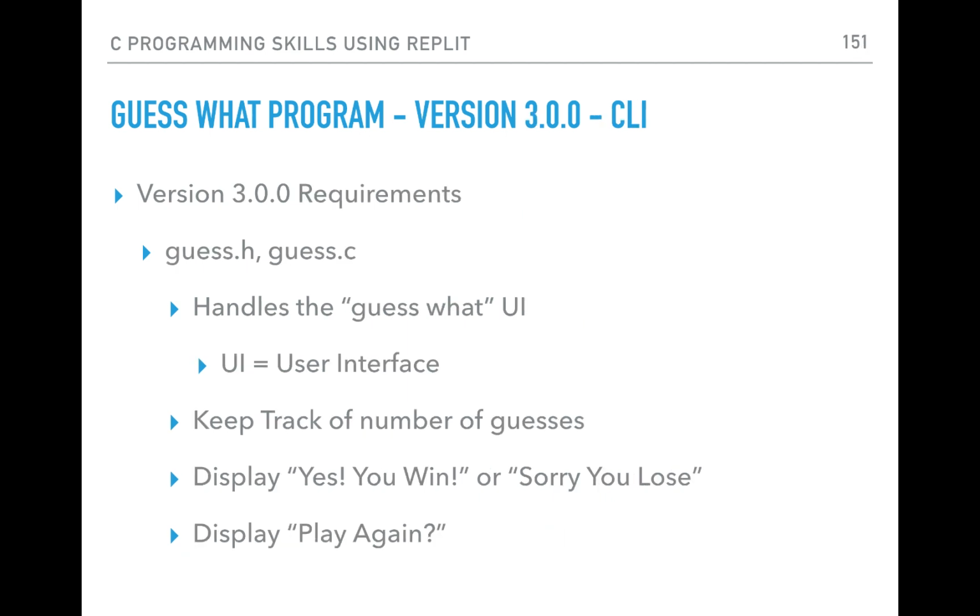And then our grand finale, version 3, we'll add a guess.h and guess.c, and this is where we'll put our so-called user interface, our UI, which stands for user interface. We'll keep track of the number of guesses, and after some number of guesses, we'll display yes, you win, or sorry, you lose, and ask if we want to play again.